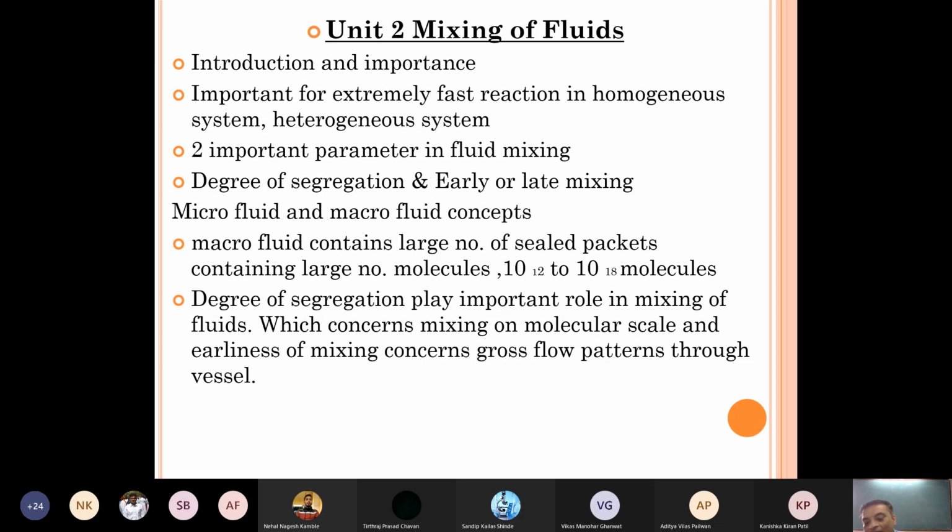Okay, so the second unit is mixing of fluid, that we will discuss later on. Before that, let me finish some remaining part of this chapter. Detailed derivations also get me. Number 1, types of inputs we have discussed. Types of inputs: first input is random input. Types of input, stimulus response technique.